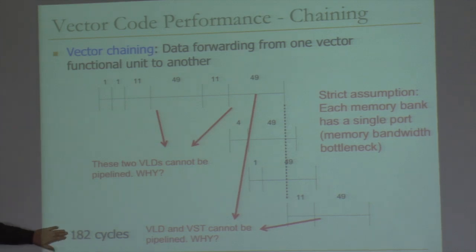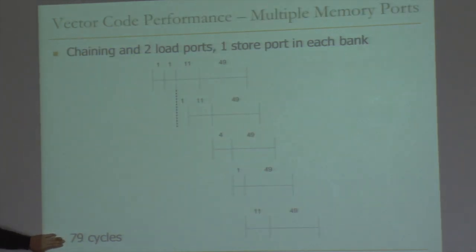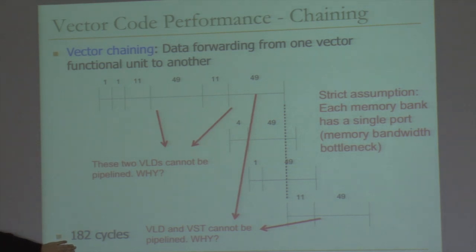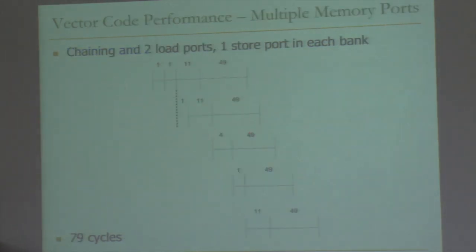So you can see the effect of a good memory system. It doubles your performance compared to a bad memory system. And 79 is much better than 1504, right? I guess everybody will agree with that. OK.